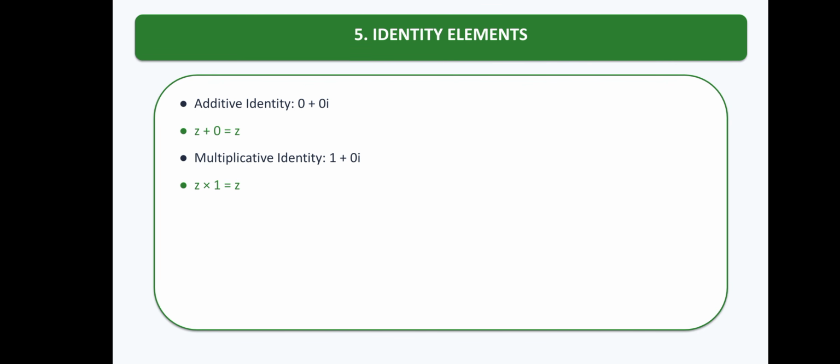Now what is multiplicative identity? The multiplicative identity is 1 plus 0 iota. Now what is 1 plus 0 iota? Means z multiplied by 1 is equal to z. Means whenever we multiply any complex number with 1, we will get the same answer, means the same complex number. Alright. So this is called identity element.